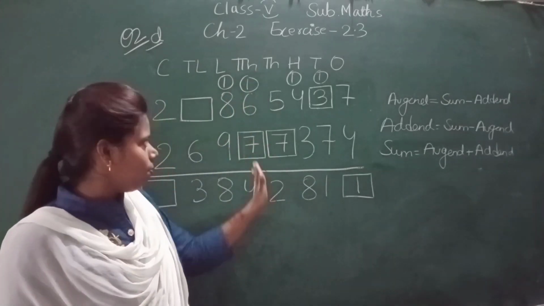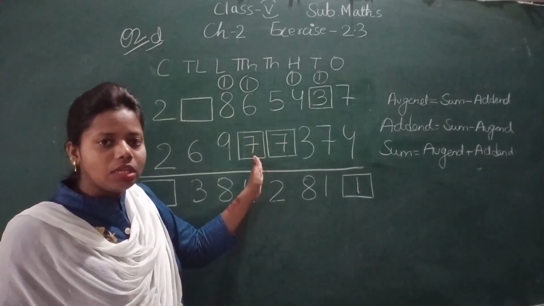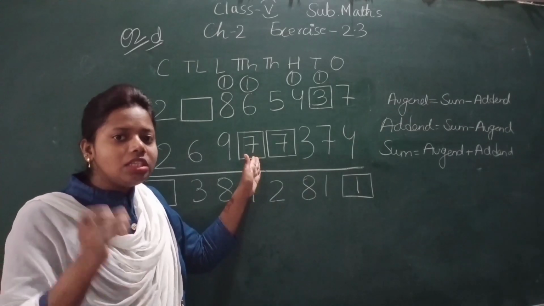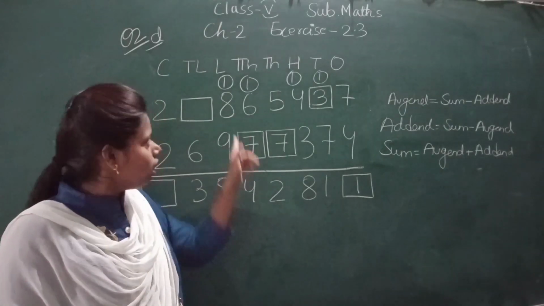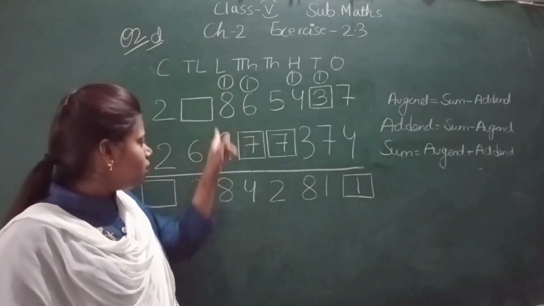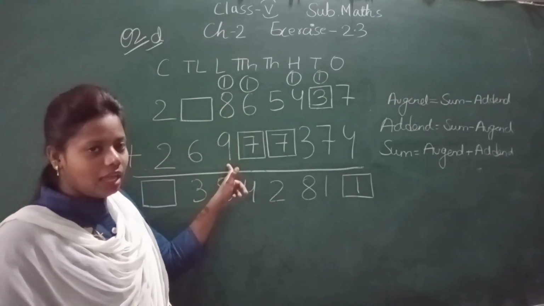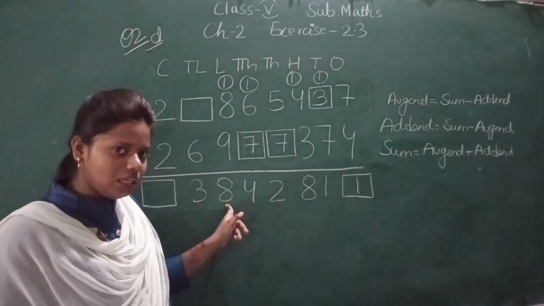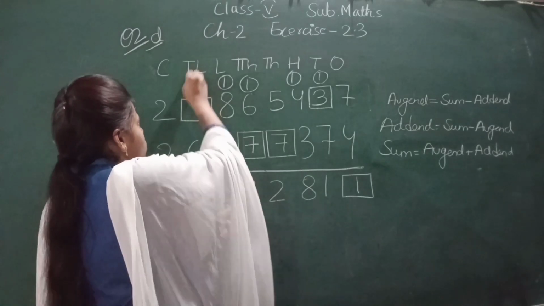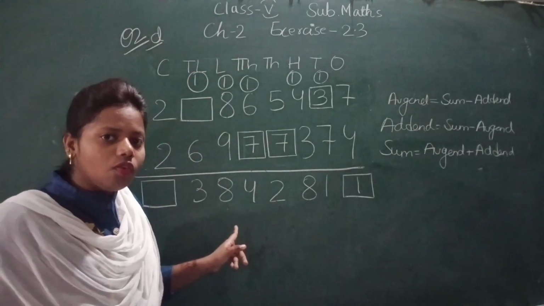Now let's count all. 6 plus 7 is how much? 6 plus 7 is 13. 13 plus 1 is 14. See, 4 is written here and 1 is carried over. Okay. Now let's add this one. 8 plus 9 is 17. 17 plus 1 is 18. So 8 is written here and 1 is carried over.